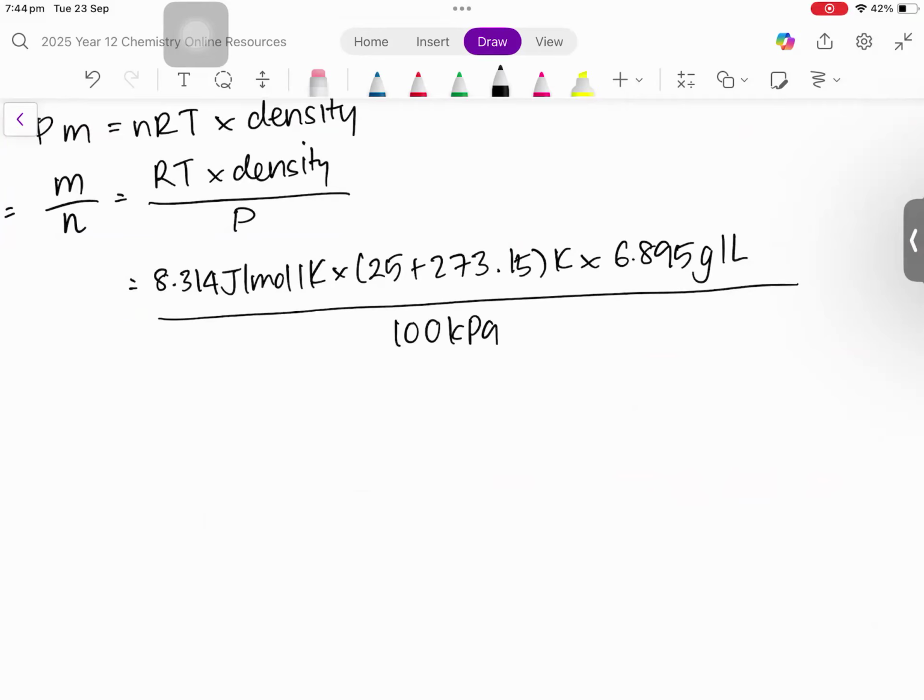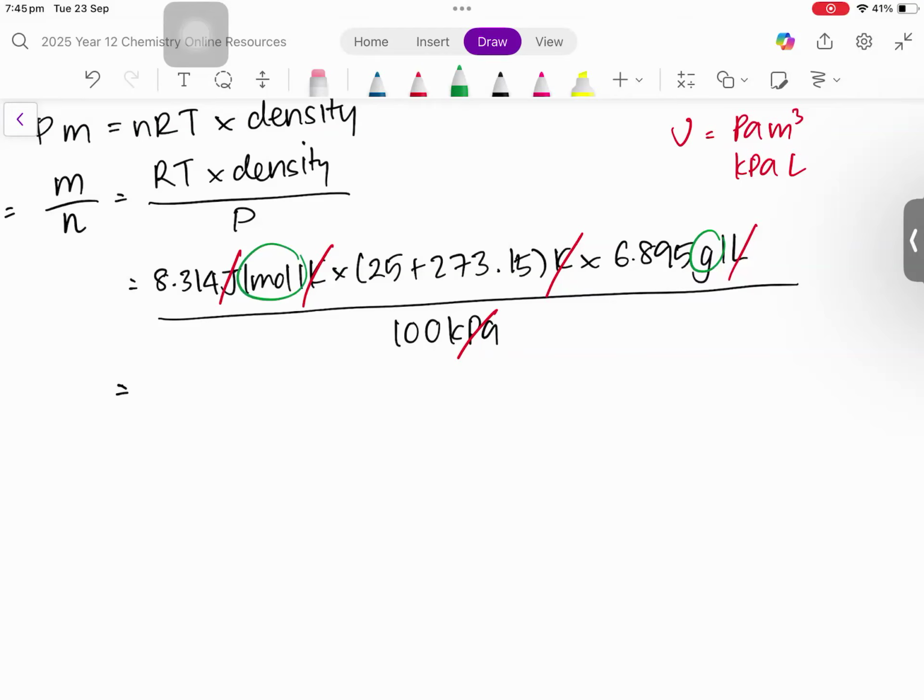Okay. So your kelvins cancel out. Your joules will cancel out with liters and kPa. There are specific units for those. I know they physically don't cancel out on your paper, but that's because joules has different units. Joules is Pa m³, and then it's also kPa liters. That's why it cancels out. So then the only thing you'll get left with are grams per mole, which is molar mass.